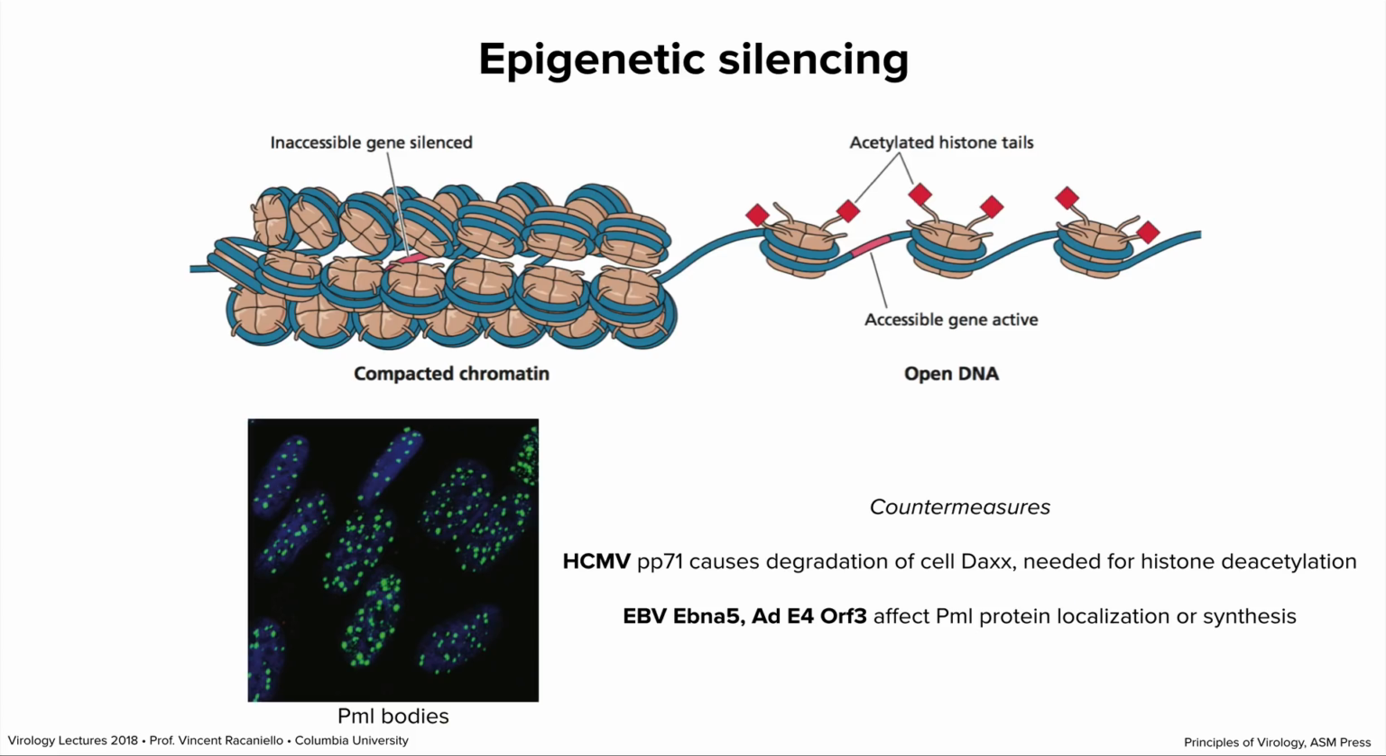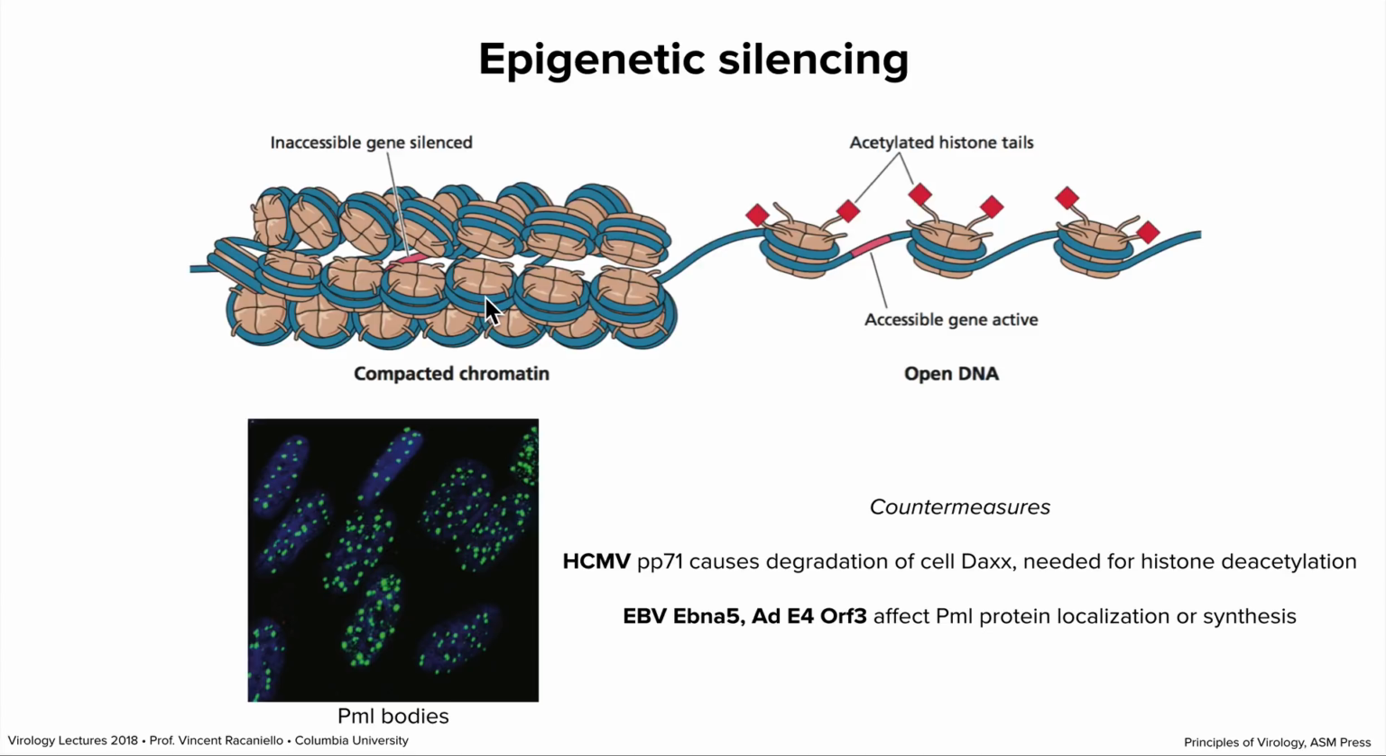Another form of intrinsic defense is epigenetic silencing. We've talked briefly about this before. Epigenetic means modification, not of the DNA, but of something else to affect gene expression. And as we've discussed before, DNA in our nucleus, whether it be cellular or viral DNA, is in the form of chromatin, where the DNA shown here in blue is wrapped around nucleosomes, which are composed of histone proteins. When this chromatin is very compact, it's silent. Genes can't be transcribed very effectively.